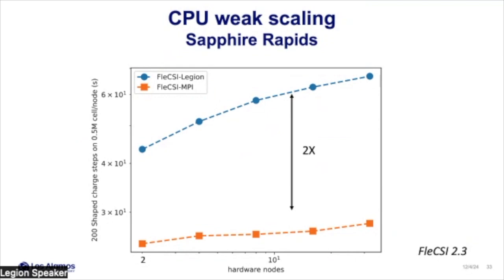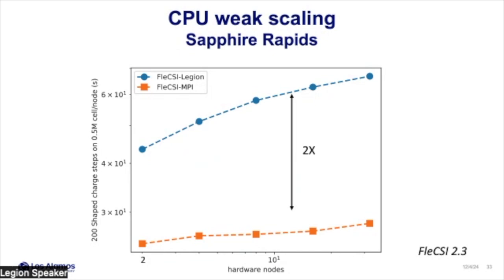Now there's 2 points that I want to make about this 2x, and the first is that the Legion backend is using OpenMP to access more of the cores. And currently, the FleCSI mapper does not allow us to use multiple Legion OpenMP processors, so we can't have our data parallelism and our task parallelism at the same time until that feature is added to our mapper.